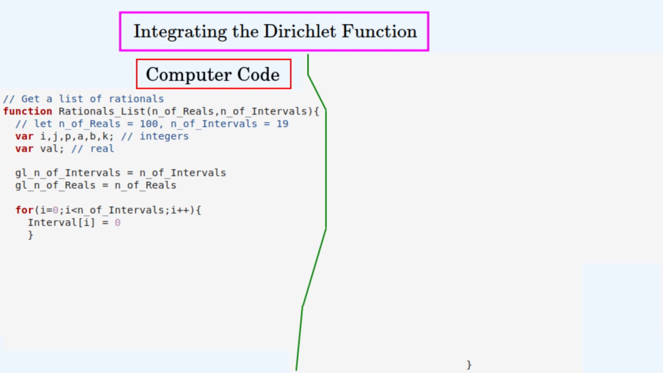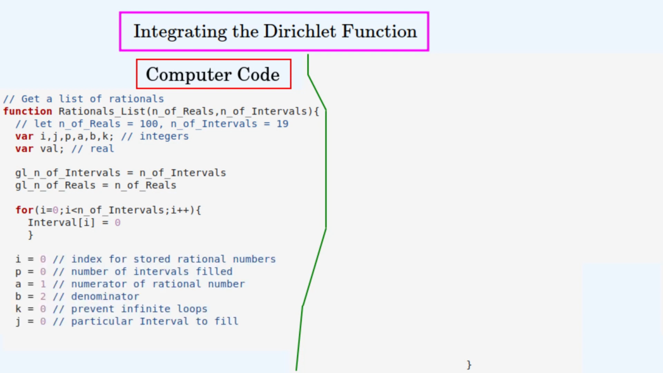This array called interval stores the number of rationals found in each partition and is an accumulated total, so each element must be initially set to be 0. So now we'll set all of our indexing variables. I will be used to store each real number found, and in this function we'll be finding rational numbers.